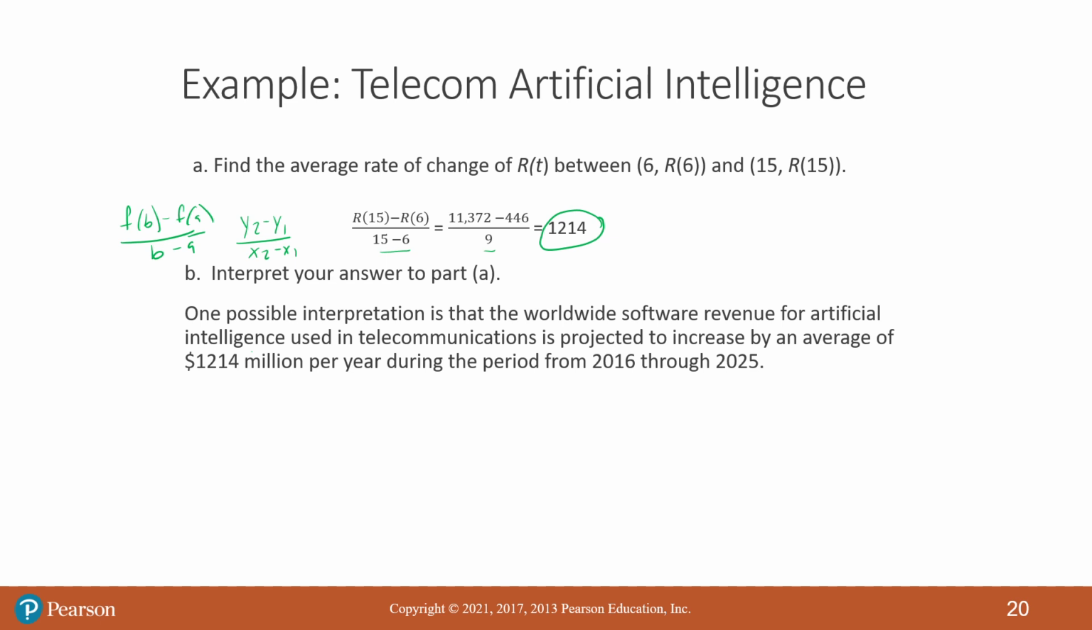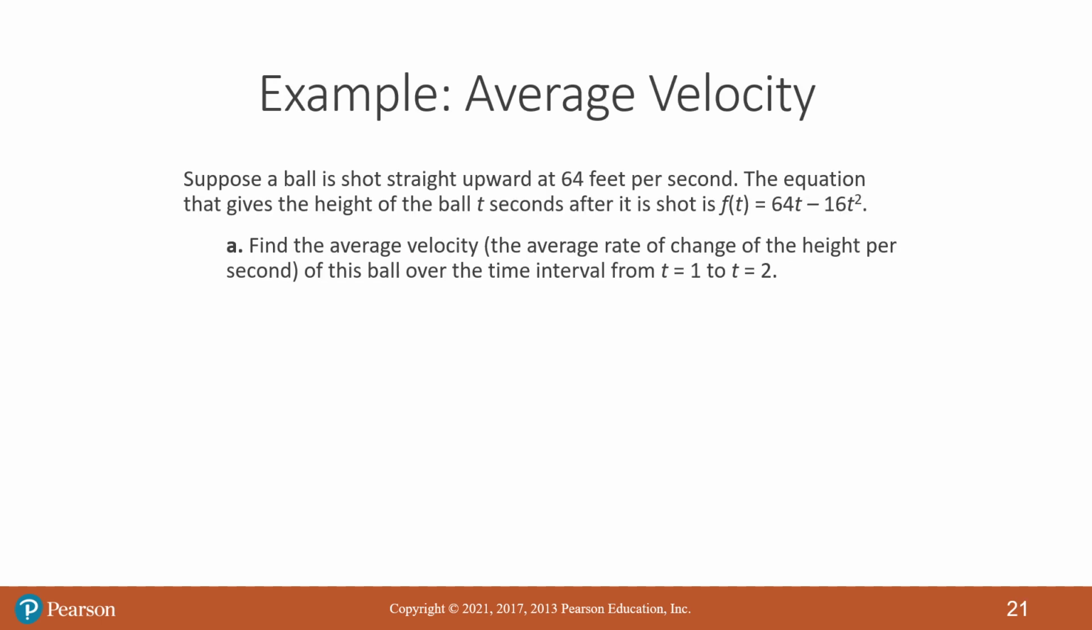If we go to interpret this answer for part B in the context of our question here, it could be interpreted as follows. One possible interpretation is that the worldwide software revenue for artificial intelligence used in telecommunications is projected to increase by an average of 1,214 million per year during the period from 2016 to 2025. Okay, let's do one more.